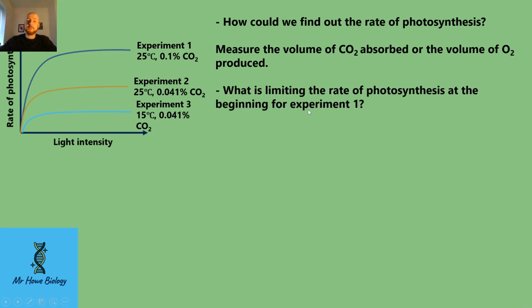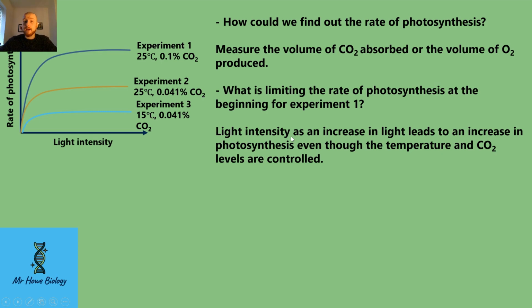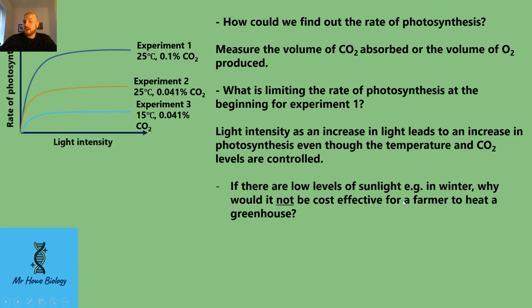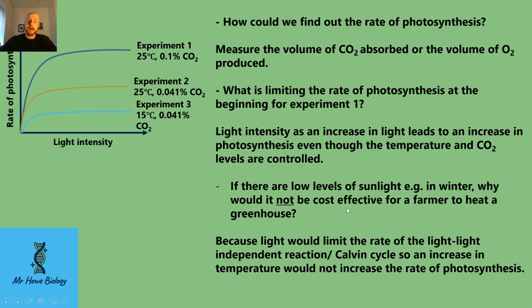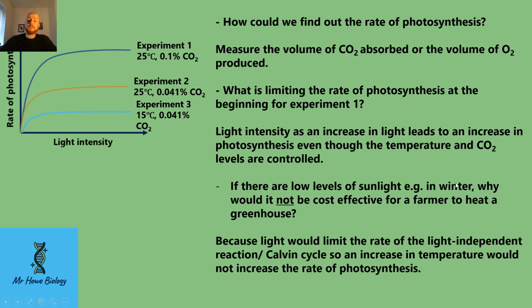What is limiting the rate of photosynthesis at the beginning for experiment 1? Well, here, light intensity, as an increase in light leads to an increase in photosynthesis, even though the temperature and carbon dioxide levels are controlled. So, if there are low levels of sunlight, e.g. in winter, why would it not be cost effective for a farmer to heat a greenhouse? That's because if there's not a lot of light in winter, that would limit the light-independent reaction, because don't forget the light-independent reaction relies on ATP and NADPH from the light-dependent reaction. So we could increase the temperature, but the Calvin cycle would still be slow because it needs NADPH and it needs ATP.